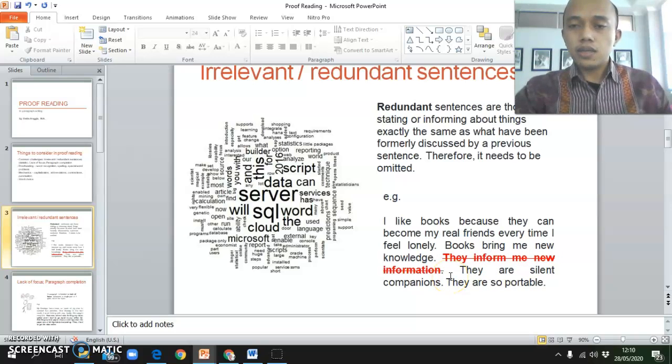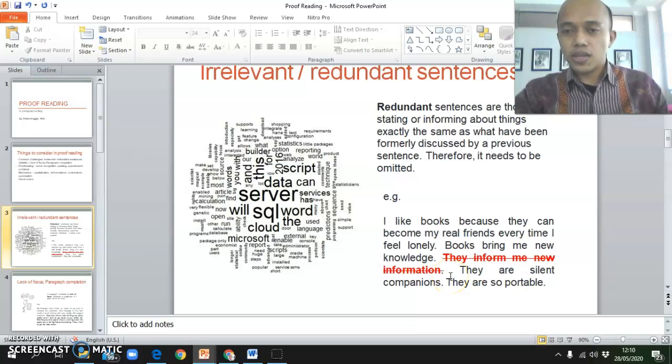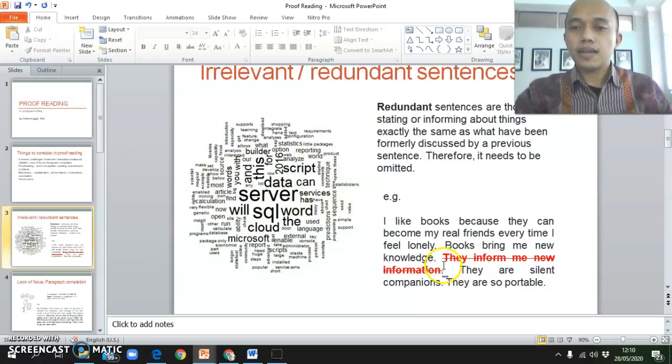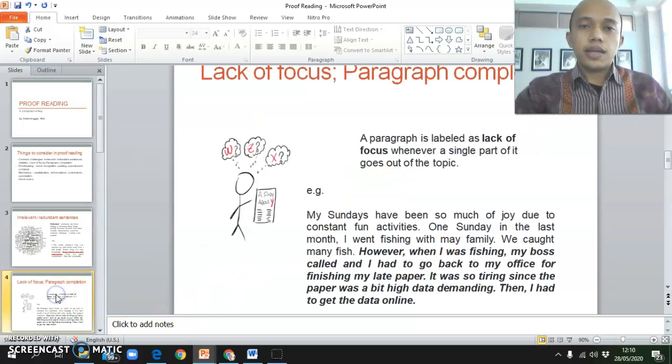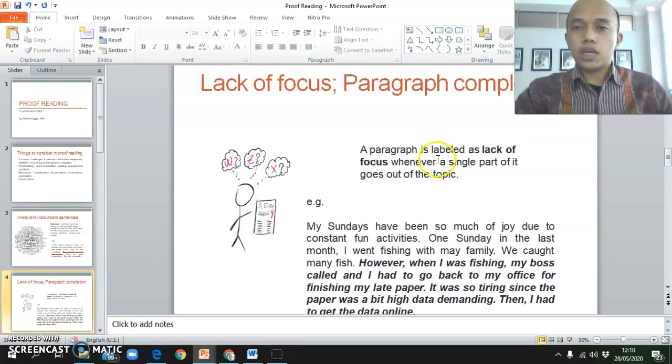You can see the difference between the second sentence and the third sentence. Yes, the wordings are different, but the intended meanings are the same. It means that the third sentence already overlaps the second sentence. Therefore, we need to omit this third sentence here. Right. The next point is about lack of focus.